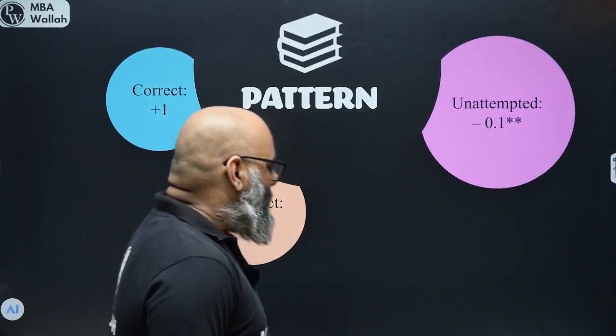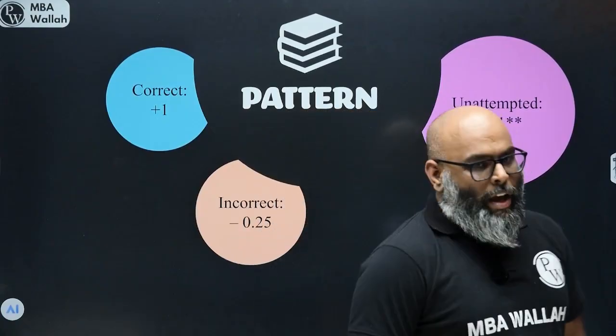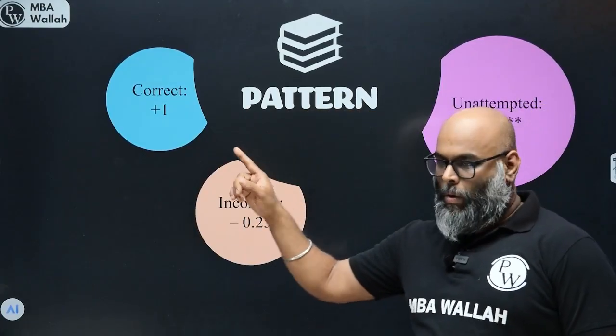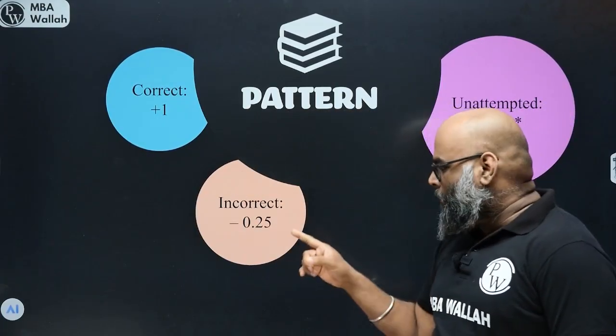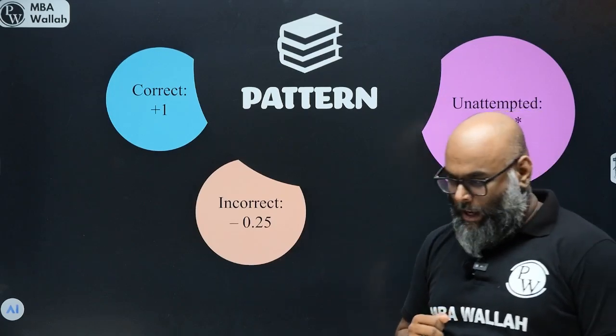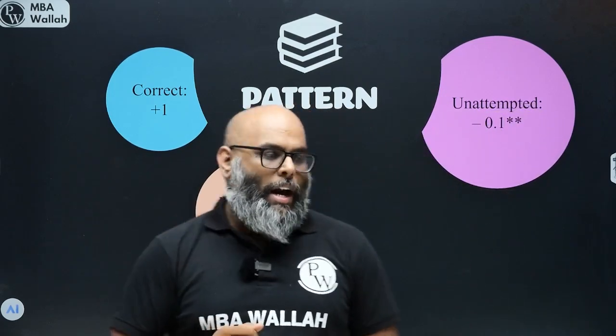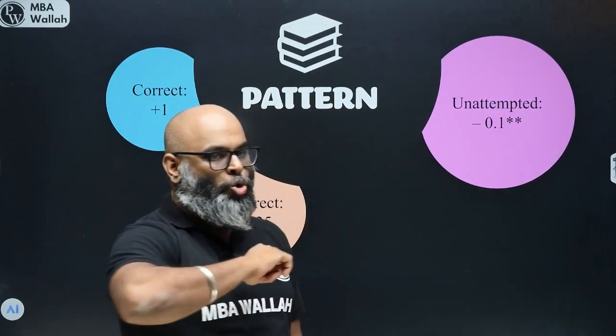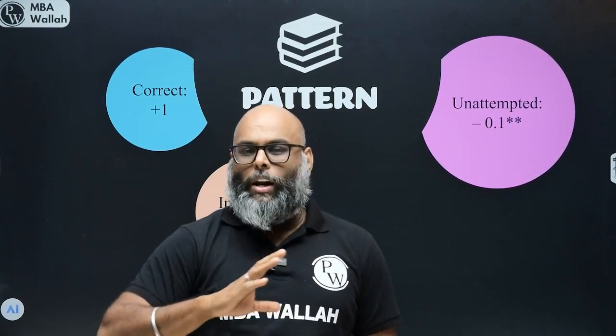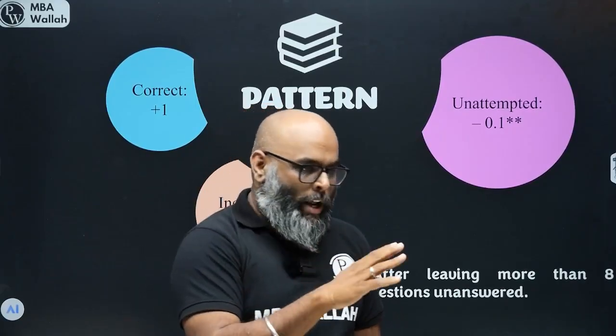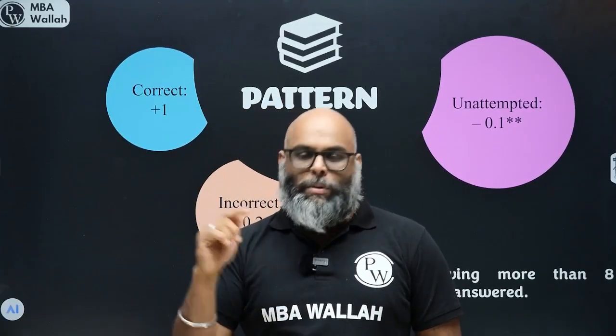But then when you look at the marking scheme here, every correct answer gives you +1. Every incorrect answer, a quarter of a mark is removed. And then for unattempted questions, you lose 0.1 marks. But then you don't lose it for all of them. Now they have given you a tolerance level. For the first 8 questions that you don't attempt, no negative marking. But from the 9th question, you start losing 0.1 marks.